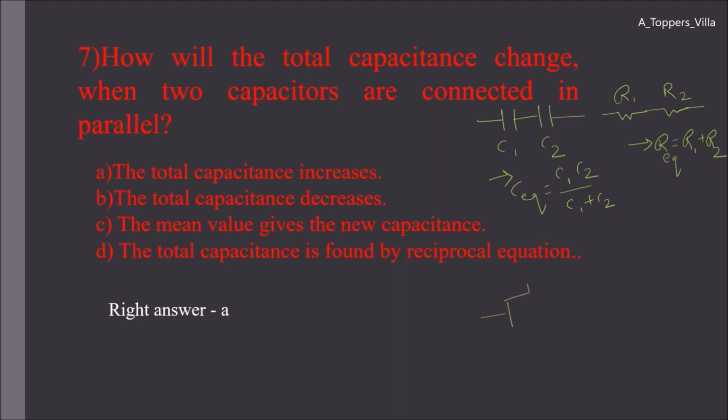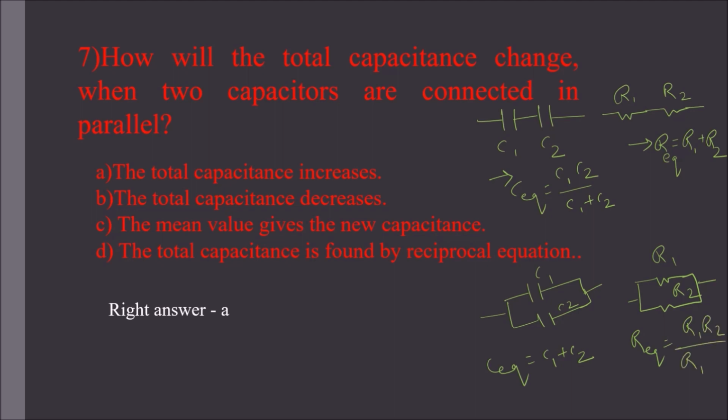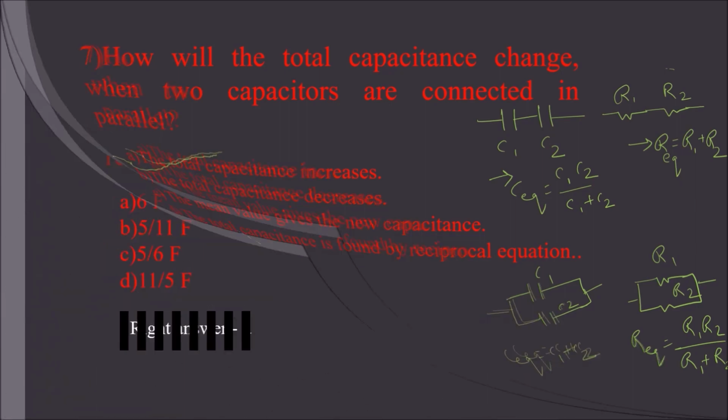Similarly, when capacitors are in parallel or resistors are in parallel, here C equivalent will be C1 plus C2 and R equivalent will be R1 R2 upon R1 plus R2. So we see that in the case of capacitors, the formula is reversed as compared to resistance. Here right answer is option A. The capacitance value will increase when the two capacitors are connected in parallel.